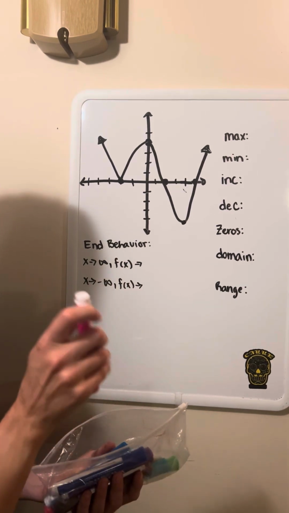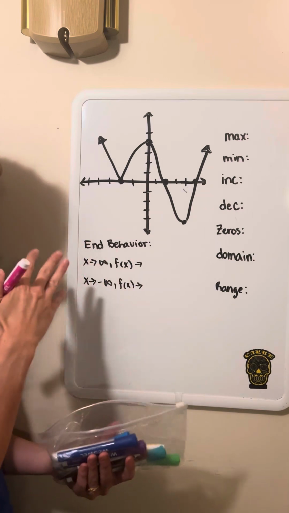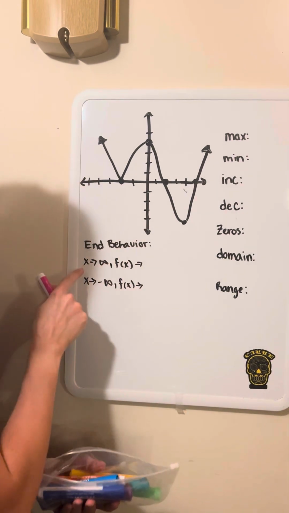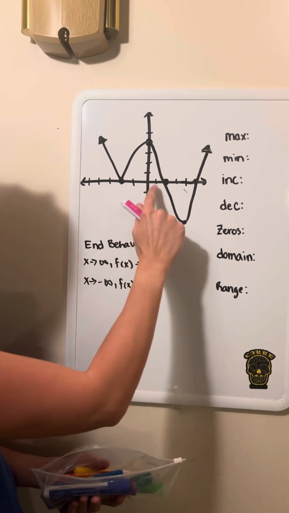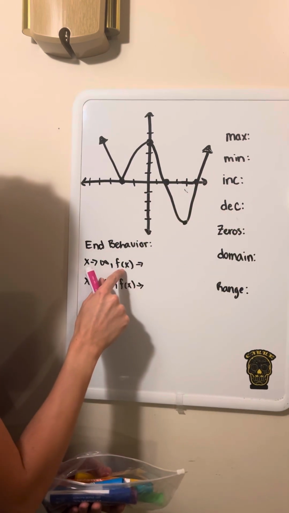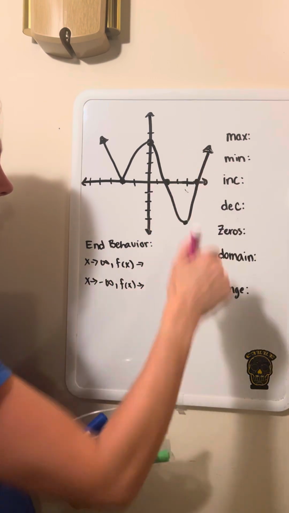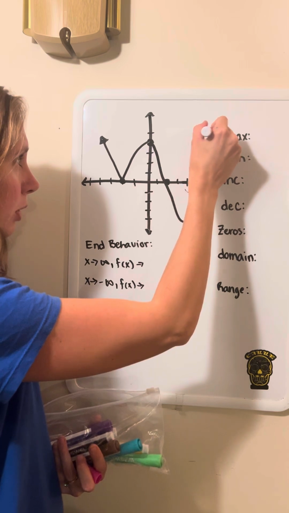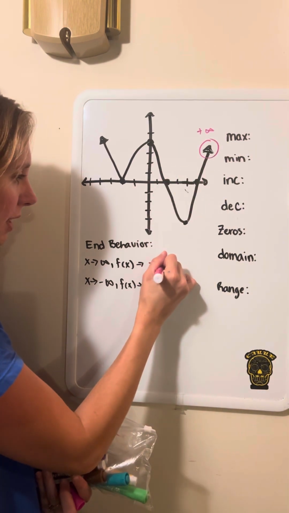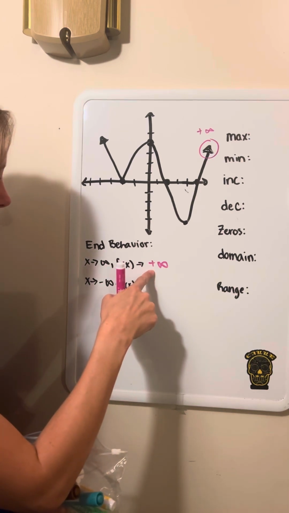So end behavior is just describing how the graph moves, like how the y values change on each side of the x-axis. So this literally says as x goes to the right, so as x becomes positive, so on the right-hand side of the graph, what is f of x doing? So what is the graph doing? And so here I can see that the arrow is pointing up, which means that it's going to approach positive infinity. My y values are going to go up. If it was going down, I would just change that to a negative infinity.